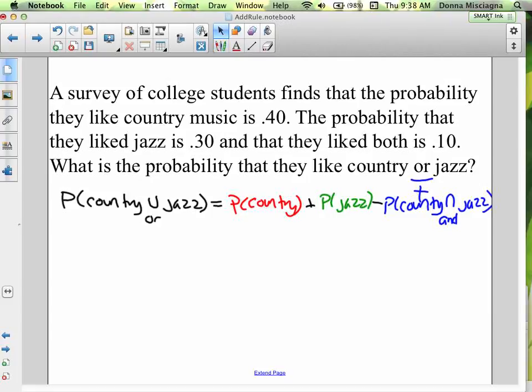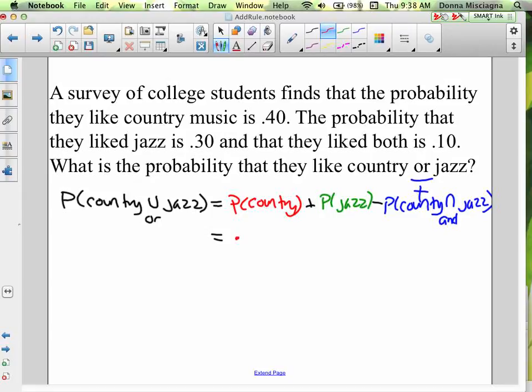So that symbol there means and, because if you liked both, you were counted in both the country category and the jazz category. All right, so let's put all the values in here and do the probability, and then let's look at a Venn diagram that goes with it. So what's the probability for country? They're just 0.4. When the probabilities are given as a percent or a decimal, you're already given it in a reduced form, so you don't have to figure out total.